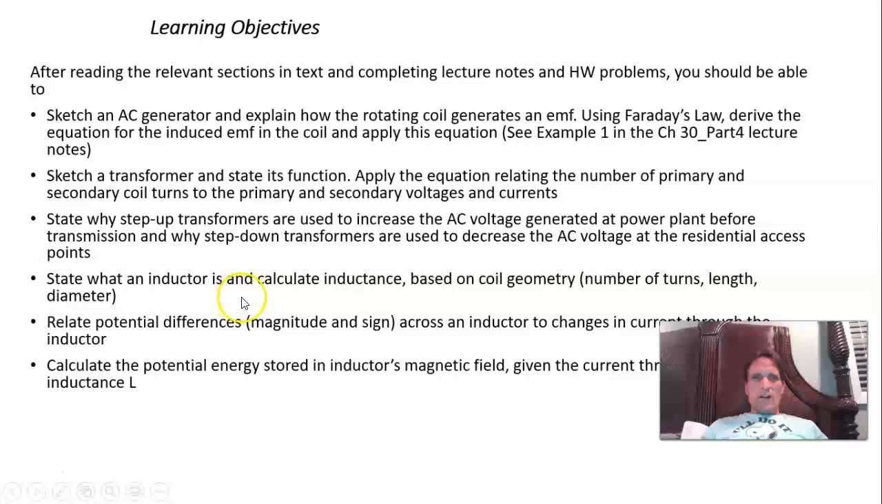You should be able to state what an inductor is and calculate inductance based on the geometry. In other words, if you're given the number of turns, the length, and the diameter, you should be able to do that. You should be able to relate the emf, the potential difference across an inductor, which is equal to L times dI/dt with a negative sign, to changes in current, similar to the last example. And you should be able to calculate the potential energy stored in an inductor's magnetic field. There are homework problems that should prepare you for the exam for this.